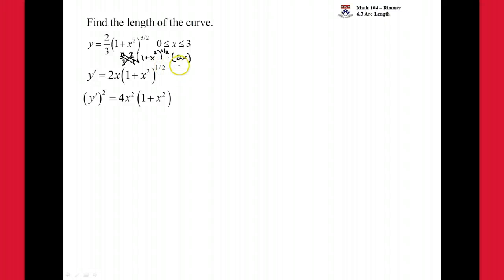So it's 2 terms multiplied by each other. This guy and that guy. We need to square them so we can square each one. Square the 2x, we get 4x squared. Square the 1 plus x squared to the half, and we get 1 plus x squared.